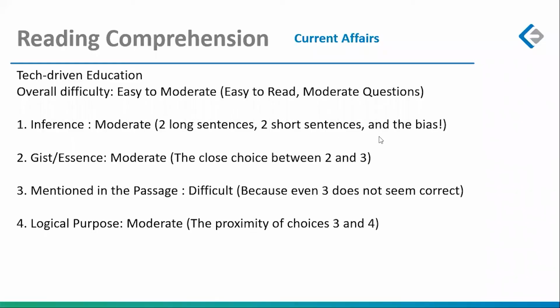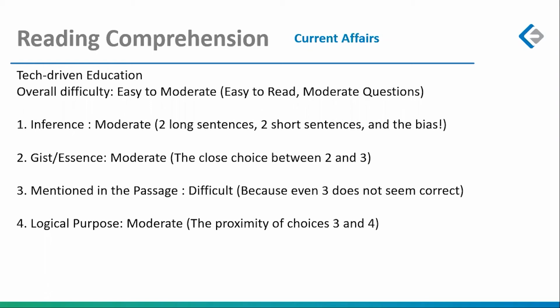Right then, so first passage, reading comprehension, current affairs, tech-driven education, clearly taken from an article most probably last year. Everybody has heard or read or commented on the idea of online education or remote education. Undoubtedly one of the best passages in the entire group of 4.